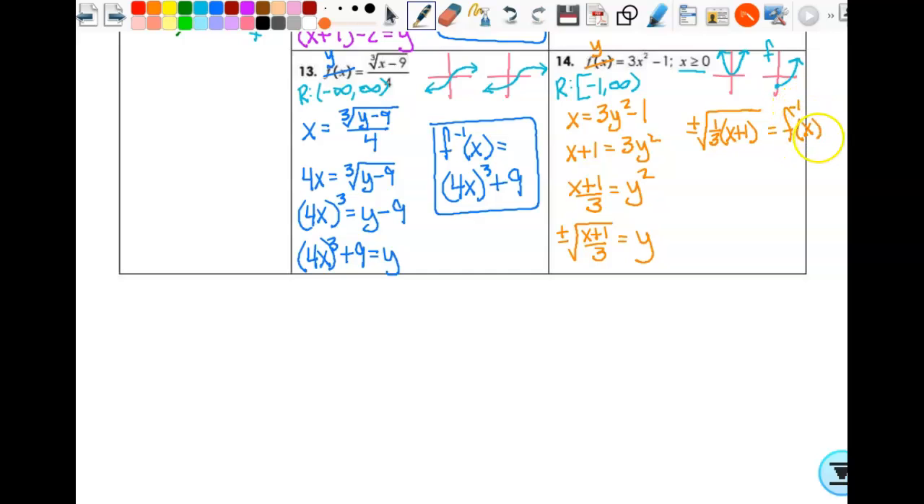Do I have a domain restriction this time? Yes, I do, because the range of the original one becomes the domain of my new one, and the domain goes from -1 to infinity. Because what happens is this thing reflects up like this. What questions you got? We all good? Awesome.